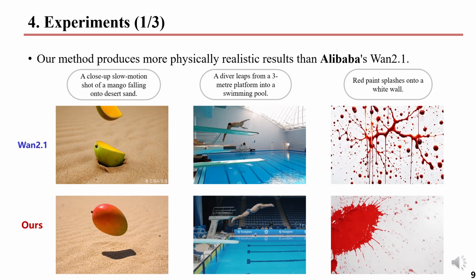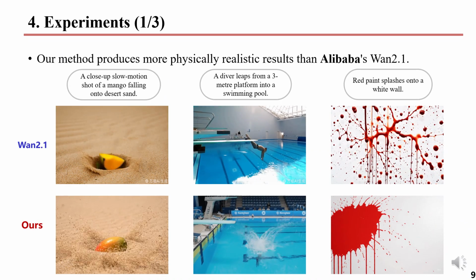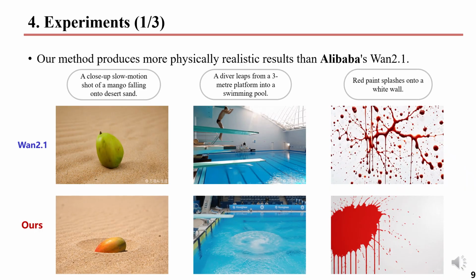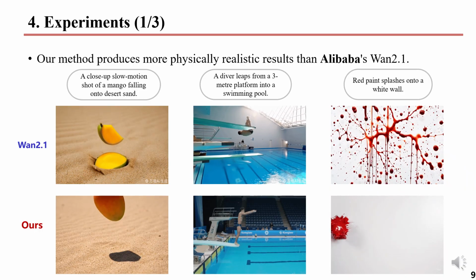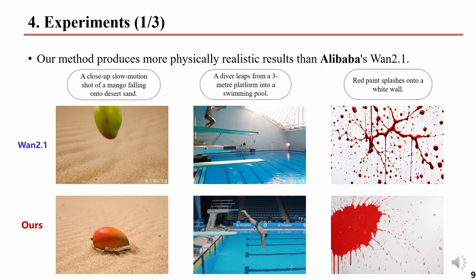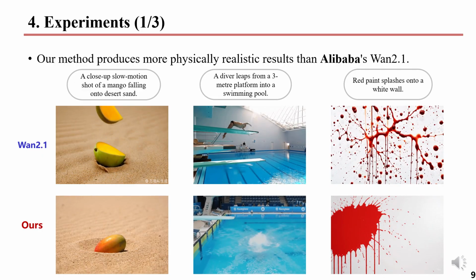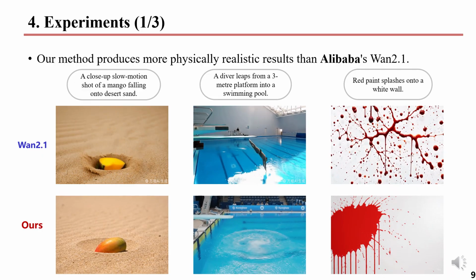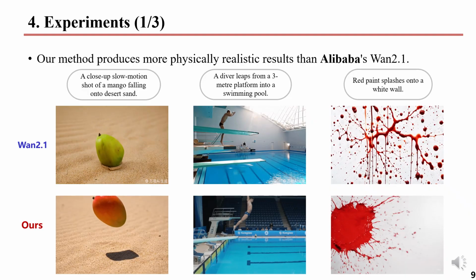Compared with WAN 2.1, our method is clearly more physically realistic. Look at the close-up of the mango falling on desert sand. WAN 2.1 makes the sand cloud look static. Ours generates a believable splash. The same is true for the diver entering the pool and the red paint splashing onto a white wall.